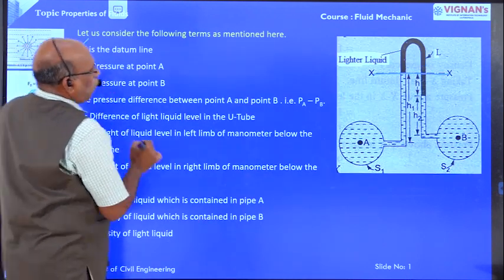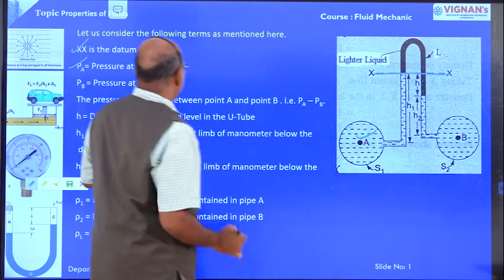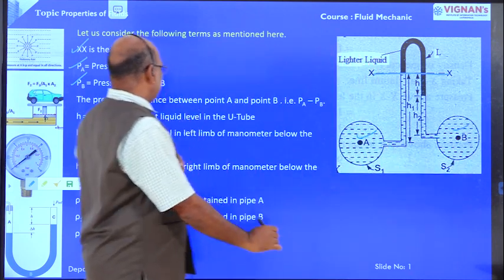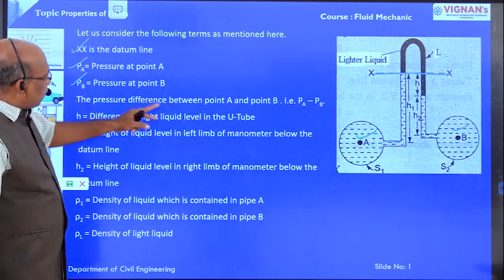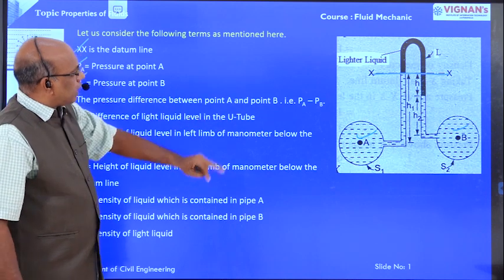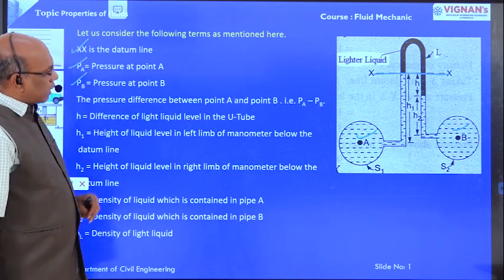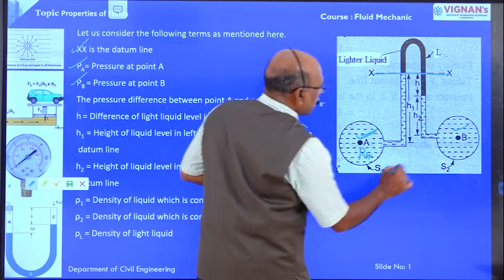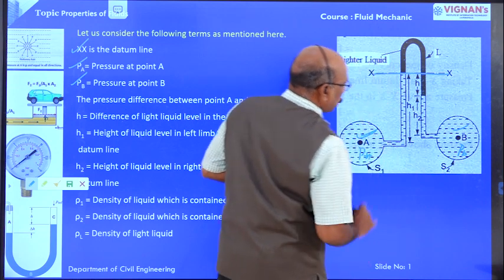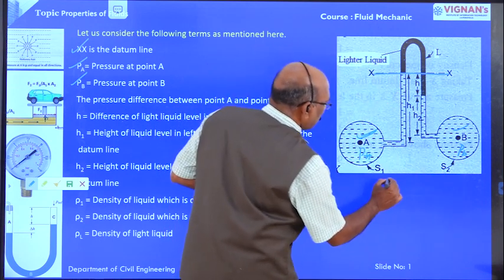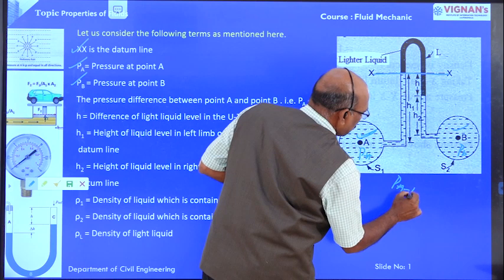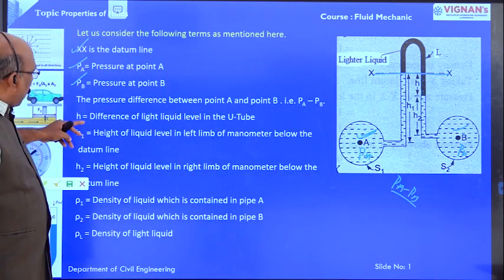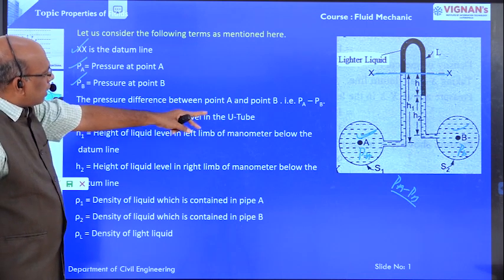PA is the pressure at point A. PB is the pressure at point B. The pressure difference between point A and point B is equal to PA minus PB. H is the difference of light liquid level in the U-tube.